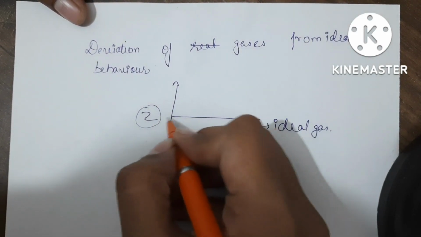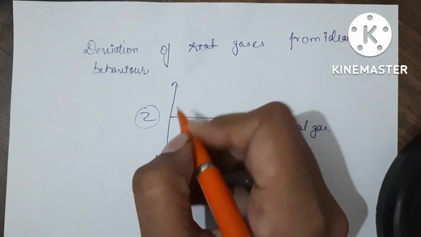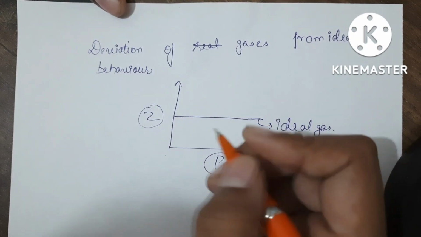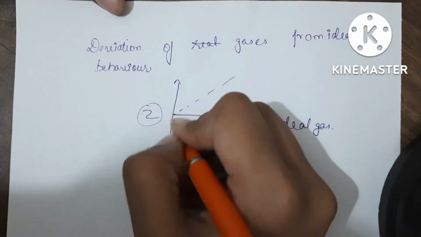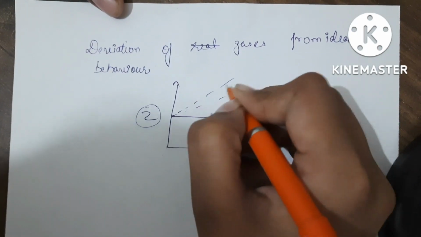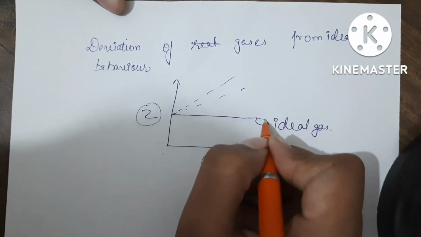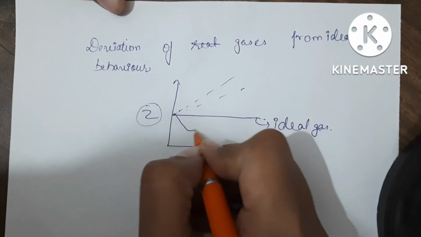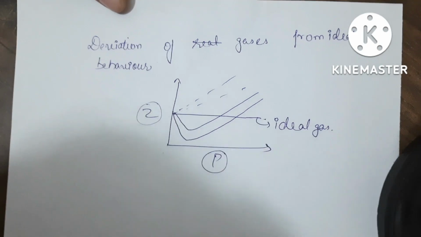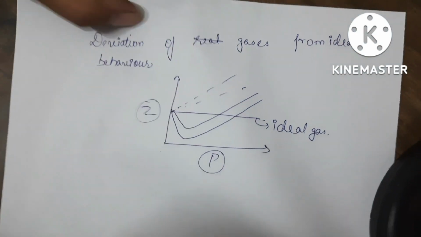But when I plotted Z versus P for the real gases, I got a curve like this, showing somewhat positive deviation from ideal gas behavior, or first negative and then positive. I was getting that.